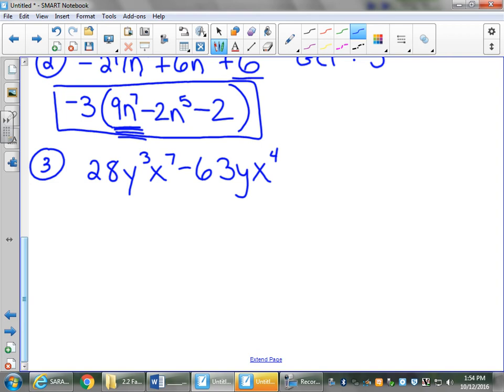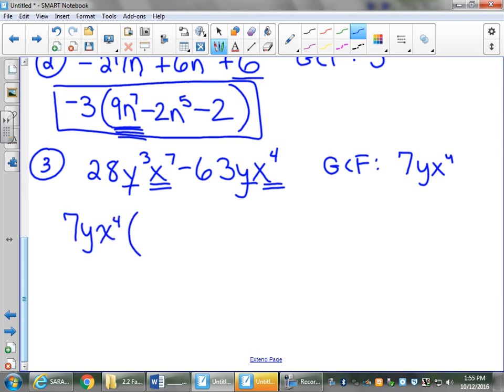Looking at all of these terms, our GCF between 28 and 63 is going to be 7. They also both have at least one y, and then they both have at least 4 x's. So our GCF is going to be 7y x to the 4th. Technically I might rearrange that to put them in alphabetical order, but you don't necessarily have to.